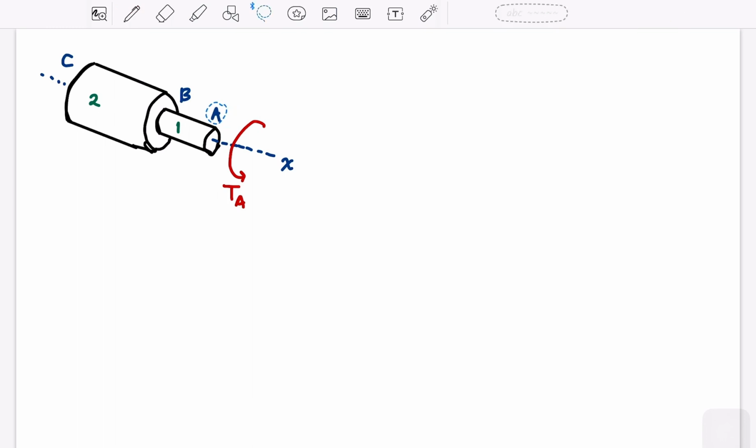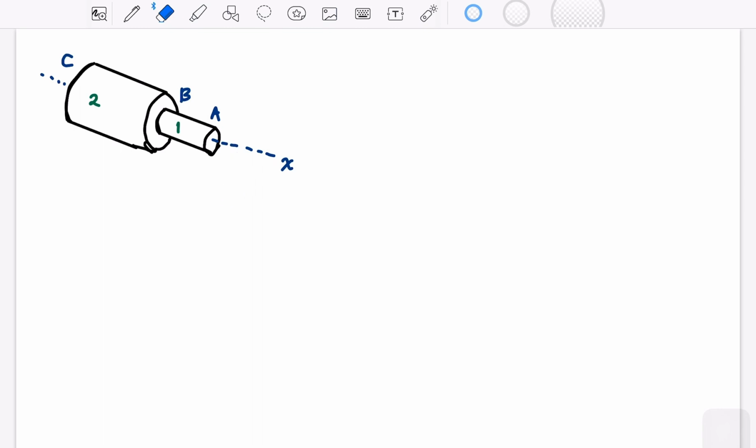Okay, this is 1, this is 2, this is C, this is B, this is A. This is the axis, so let me give you the x over there. The torsions over here will be positive torsion. So let's say this is TA. This is at A, okay, maybe let me write there.